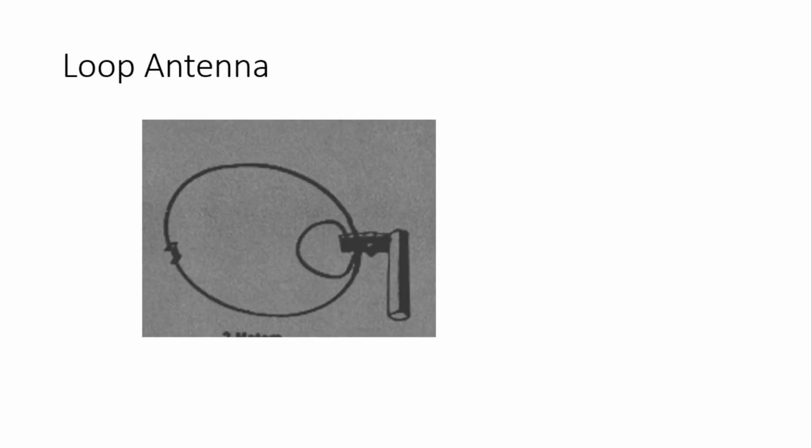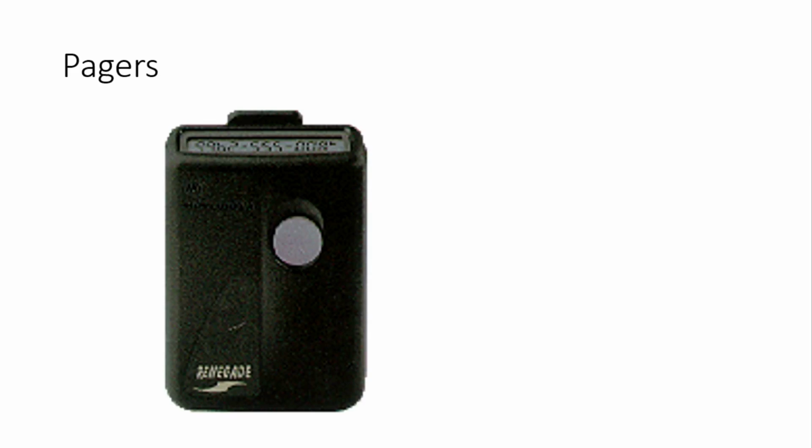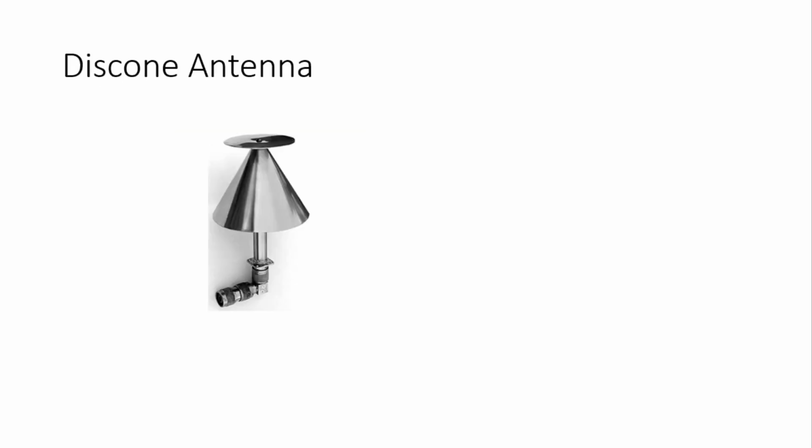This is a loop antenna, having a loop type of structure where it covers the front section in the form of a circular loop. Generally this loop type of antenna is nowadays used in mobile phones. This is a pager, which also has an antenna. The loop antenna is present in this pager. Disc cone antennas have a cone type of structure, that's why the name is given disc cone antenna. It is used to provide a signal in the front end direction.